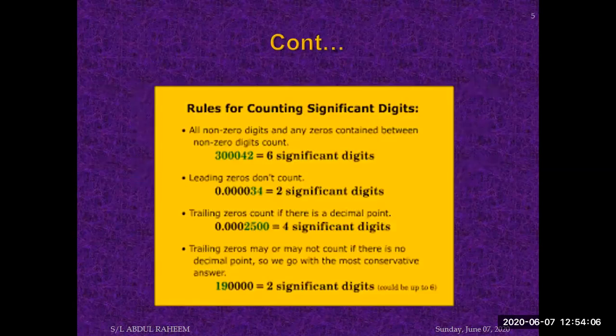So let's see some examples. If you look at the first one, by following the same rules, these are examples to understand. Look, this is all non-zero digits, and any zeros between non-zero digits count. Look, that is 3, and these are 3, 0, and again 4 and 2. These are all counted. These are 6 significant digits, and you have to note that down. The number 2 follows the same sequence of the rules which we have already discussed. Leading zeros are not counted.